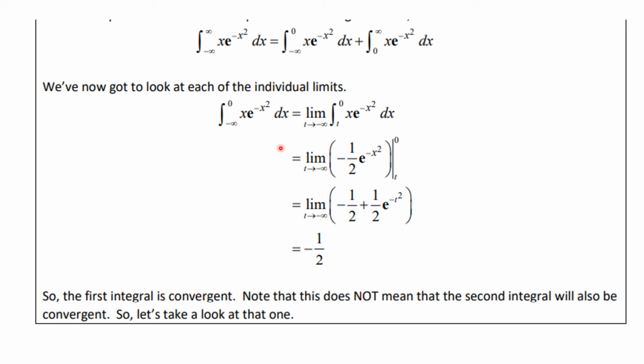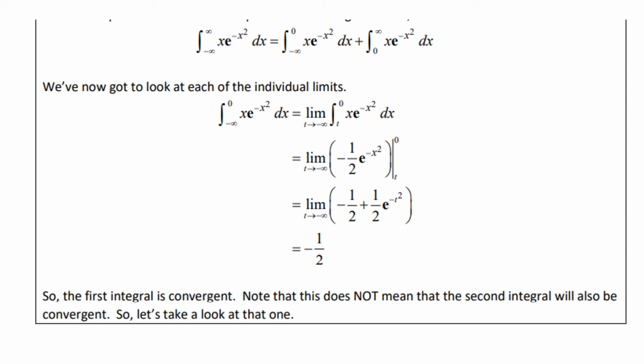So we look at the one going from minus infinity to 0. We can do a U-Substitution on this, and we get still the limit as t tends to minus infinity of this expression. We plug in the numbers and we get this. And what happens when t tends to minus infinity? What happens is e to the minus t squared tends to 0. And so you get minus 1/2. So this first integral is convergent.